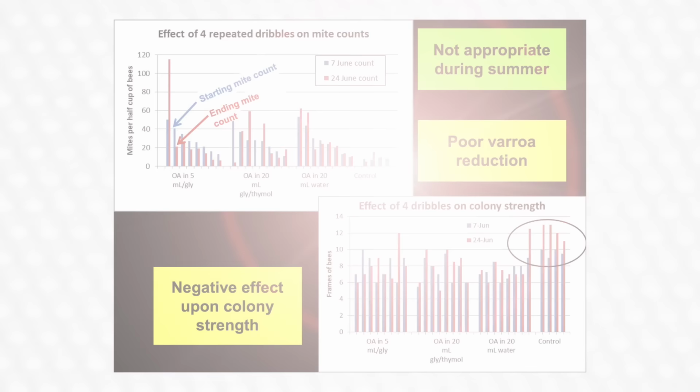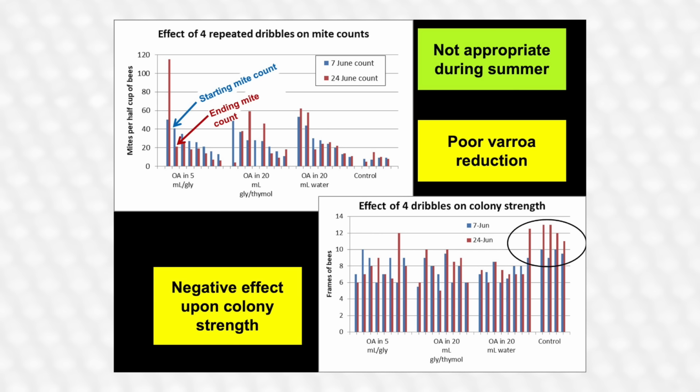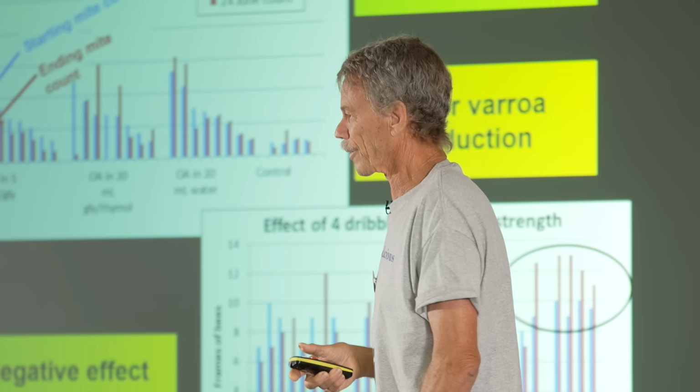And I tested oxalic in 5 milliliters and 20 milliliters, the same amount of oxalic acid, but in 20 milliliters instead of 5 to get better distribution. And with glycerin instead of sugar, because we use glycerin in our dribble rather than sugar, so the bees are not tempted to eat it and pass it on to the brood. And then in plain water. And we had, see the amount of red? Almost no, that was 4 applications of dribble 4 days apart, and almost no mite control with colonies with brood. So don't waste your time trying to dribble during the summer.